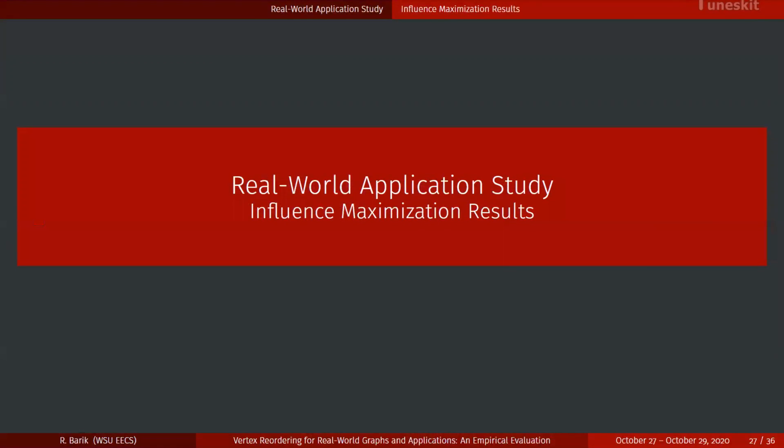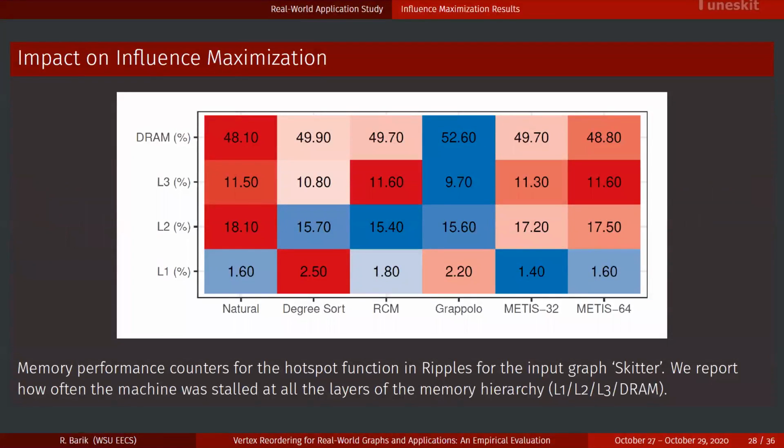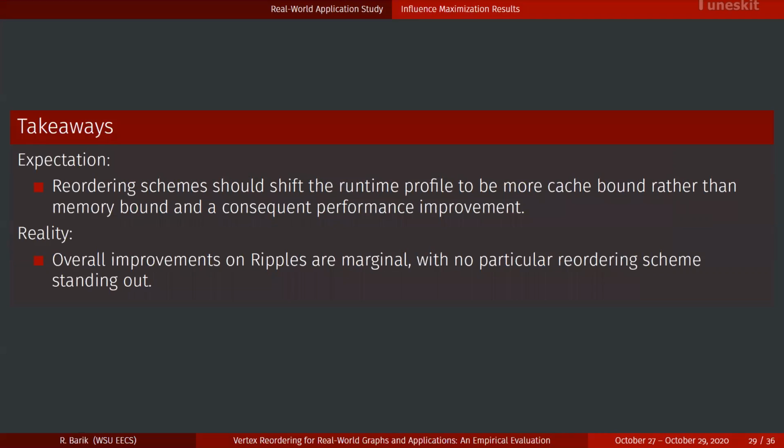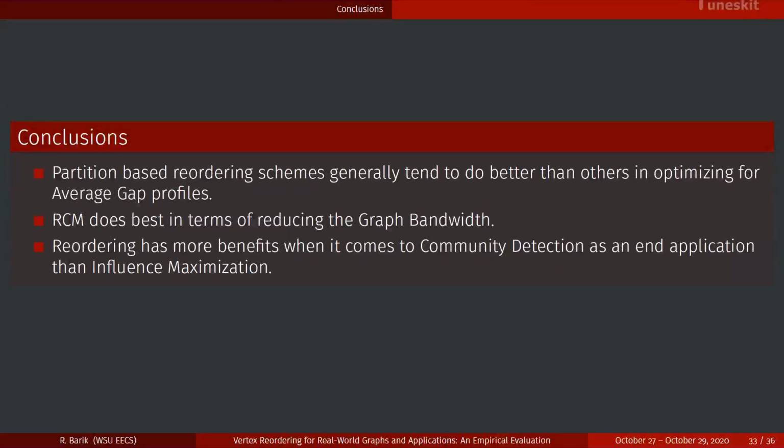We now turn our attention to influence maximization. We take a look at the memory boundedness here as well, for the largest graph for which this analysis was possible, which is the Twitter graph. The expectation here is that the runtime profile would be more cache bound as a result of reordering, which would reflect in the throughput and execution, but that's not the case.